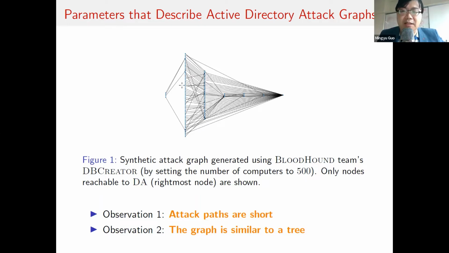And we immediately observe two things. First of all, the attack paths are very short. So for example, from one of the nodes, it takes only like 1, 2, 3, 4, 5 hops to get to the domain admin. And another thing is that the graph is very similar to a tree. It looks very similar to a tree, but unfortunately, it's not exactly a tree. If it's exactly a tree, then the problem actually is trivial. Okay, so we basically make these two observations, and that's the foundation of our selection of fixed parameters.